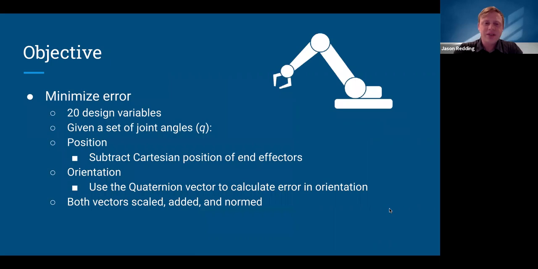So the objective here, as mentioned, is to minimize the error. And because the BYU Mars rover robotic arm has 5 links, that translates to 20 design variables with 4 DH parameters each. Given a set of joint angles, we would expect to have an error in position and orientation. These both produce a 3-part vector which can be scaled, added, and normed in order to minimize it as one single value.